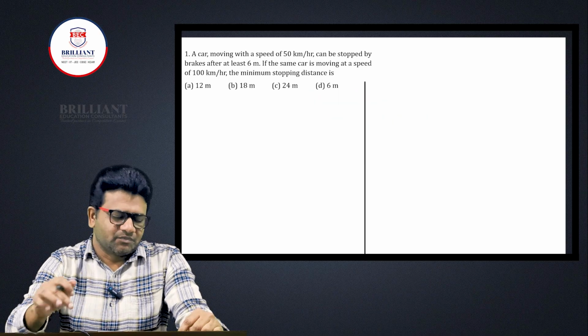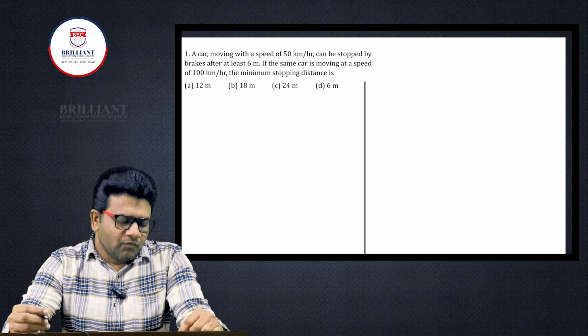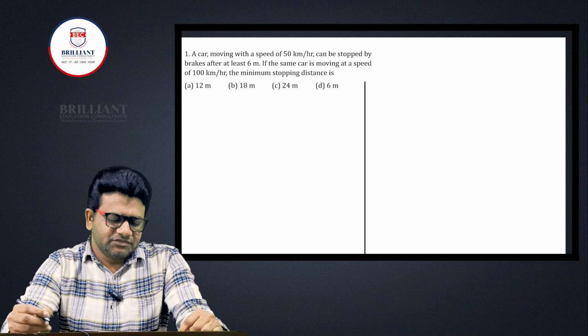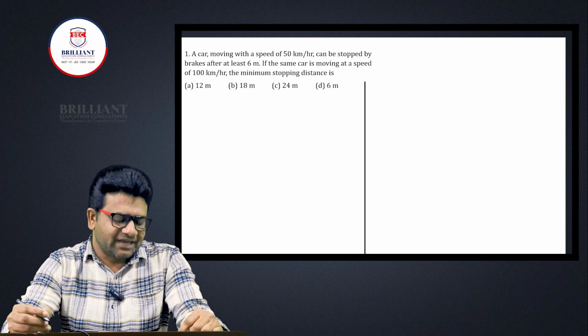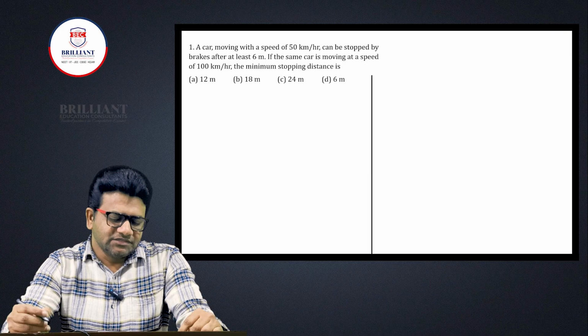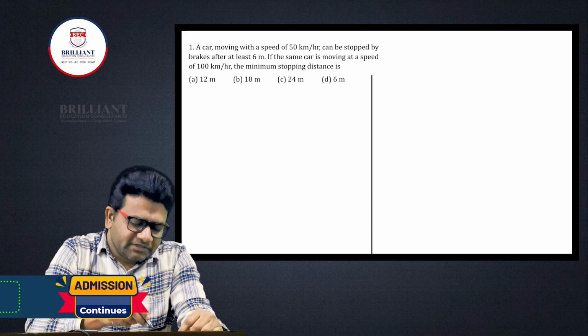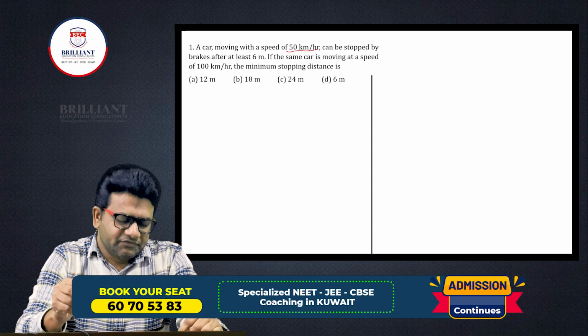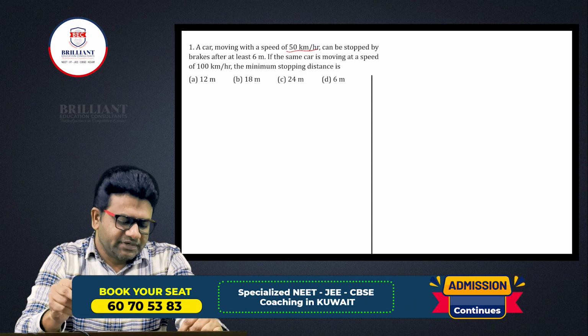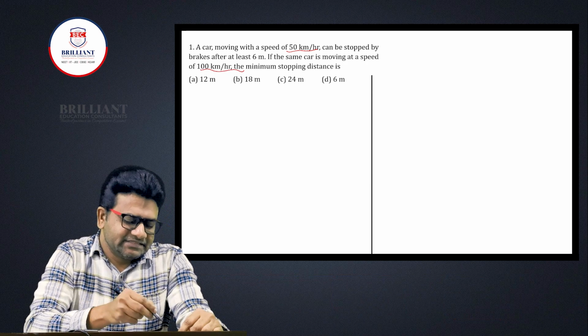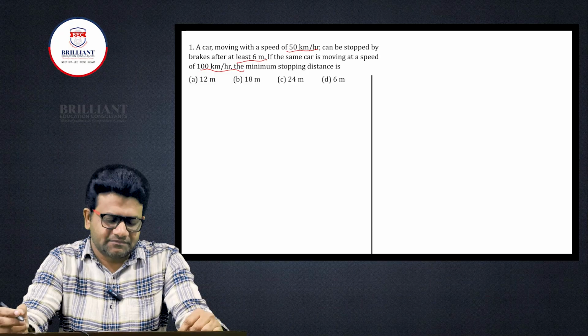So the first problem is: a car moving with a speed of 50 km per hour can be stopped by brakes after at least 6 meters. If the car is moving at a speed of 100 km per hour, the minimum stopping distance is the question. In the problem, you can see 50 km per hour is the given speed, then 100 km per hour, and the distance is given as 6 meter.